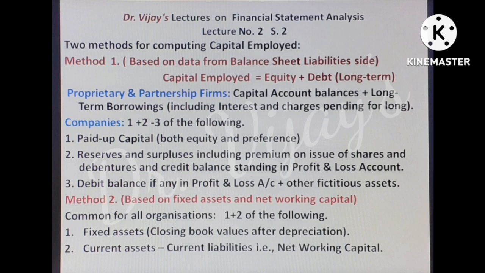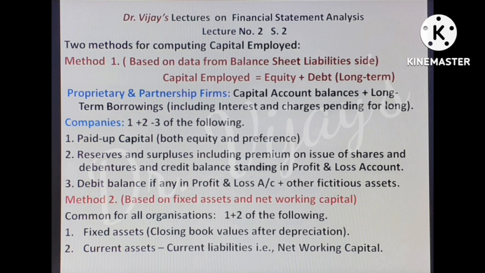In case of companies, 1 plus 2 minus 3 of the following. One is paid-up capital, both equity and preference. Paid-up capital is called-up capital minus calls in arrears. And 2, reserves and surpluses, including premium on issue of shares and debentures, and credit balances standing in profit and loss account. That is all accumulated profits.